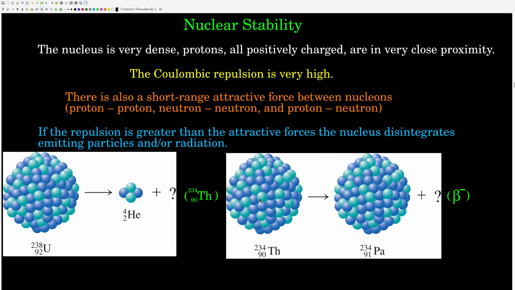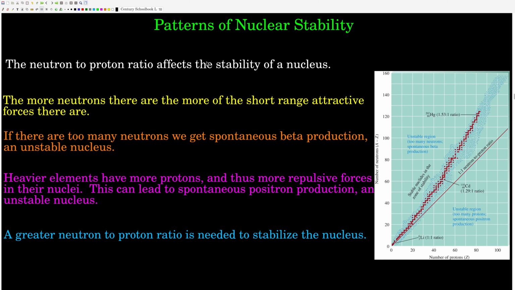And then thorium, once it's produced, decays further, and we see that it produces another nucleus and a missing particle here. If we add up the mass numbers and the charge numbers, we see that it's a beta particle that's missing. So there are patterns to nuclear stability.